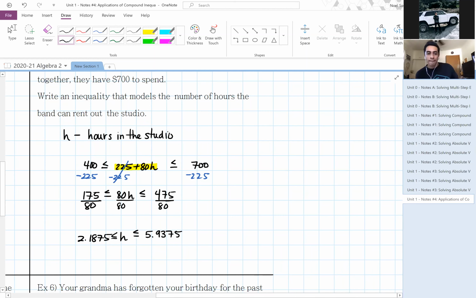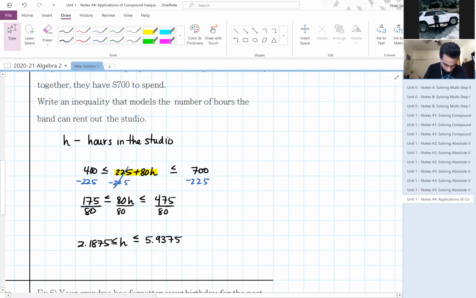Okay. So we're bounded by those hours, right? So we can do a little more than 2 hours, a little less than 6 hours, right? And then we would have enough money to pay for the studio plus the sound engineer in between those time frames. Okay. Questions on that?